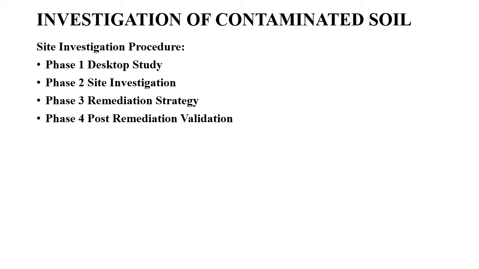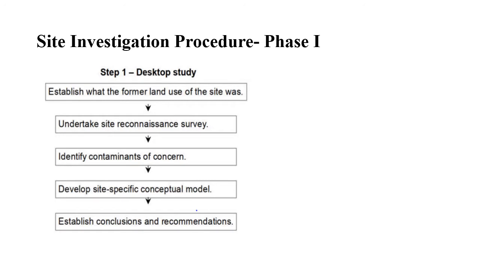Okay, so that is what you have to ensure during the phase 4, that is in post remediation validation. We are validating that the land is now completely remediated and it can be used for any required land use. So one by one we will see what each phase comprises of. So the first phase is called as a desktop study, where we can collect all historical data and evidence related to this particular contaminated land.